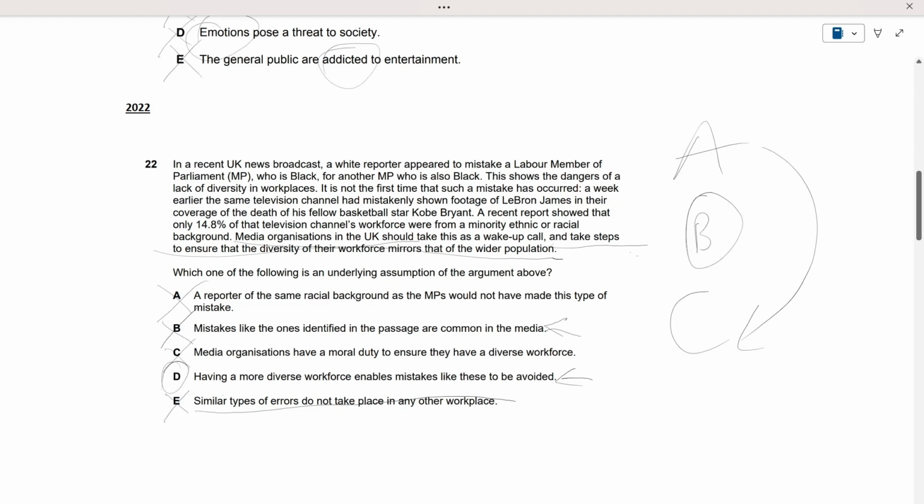But the answer is D, and that's probably, hopefully, what your gut instinct said. We've gone from it's bad to have this lack of diversity because people mistake black people for other black people, so we should make workforces more diverse, but it never said that making those workforces more diverse would actually stop those mistakes. So the answer is D. Hopefully that helps. See you in the next video.